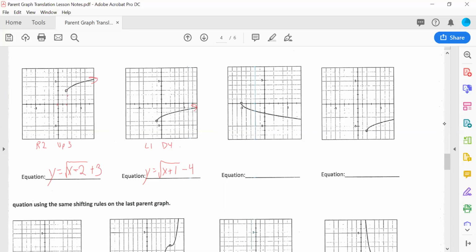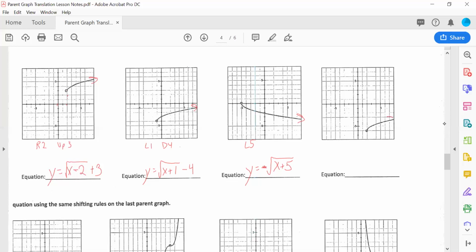Ooh, this is a square root function, but it's going down and to the right. So it's going to be y equals negative square root right off the bat. Where is this going? It's going to the left 5 units. So that's going to be x plus 5 inside the root. Follow that? And then just don't forget, there's a negative right there.